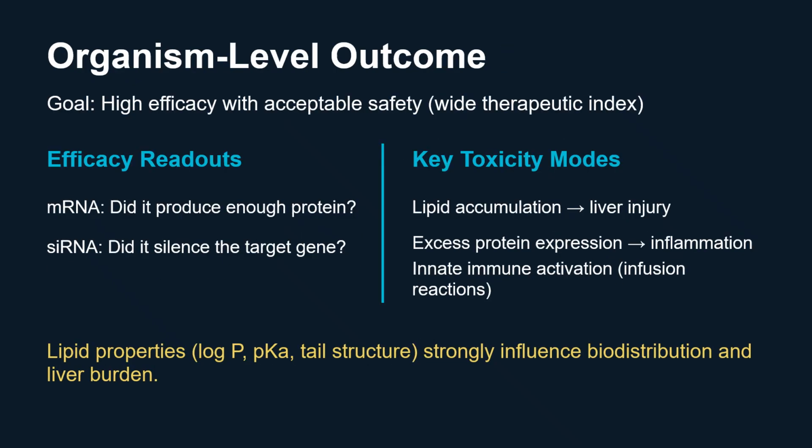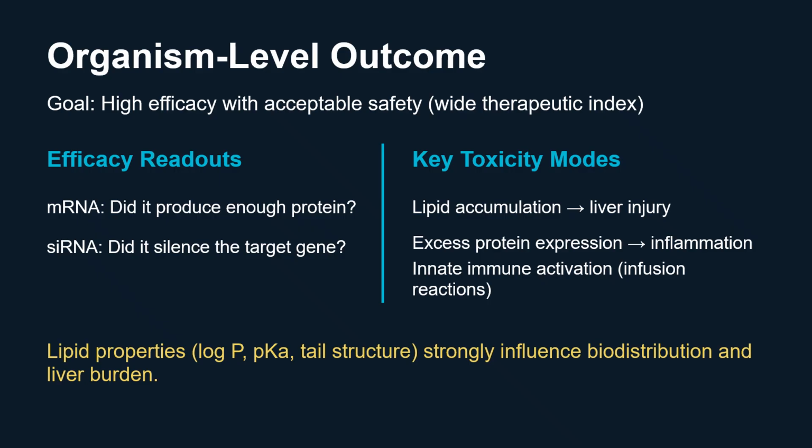So now we are at the organism level. Here, our main question is, do we achieve high efficacy with acceptable safety? For efficacy, the readout depends on the payload. For mRNA therapies, the question is whether enough functional protein is produced in the right tissues. And for siRNA, it is whether the target gene is sufficiently and durably silenced.